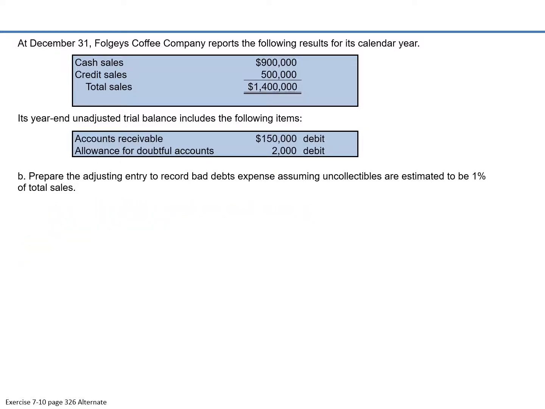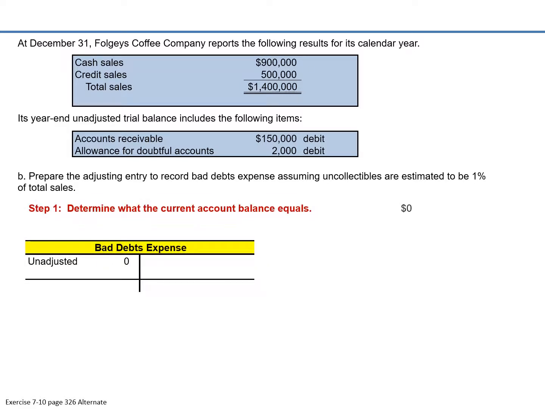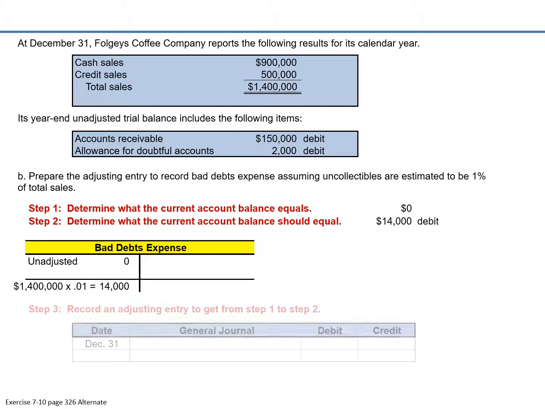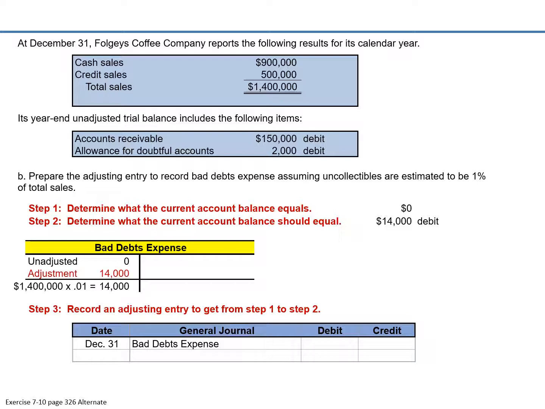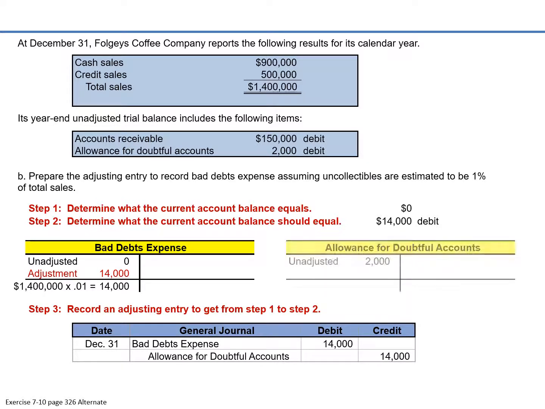All right, part B, why don't you take a minute? See if you can compute the journal entry for this one. So the difference here is we're assuming that bad debts are estimated to be 1% of total sales. So our balance currently equals 0, and our balance should equal 1% of the total sales, which is 1.4 million. So that's $14,000, right? To get from 0 to $14,000 in bad debt expense, we debit, and we credit our allowance for doubtful accounts.